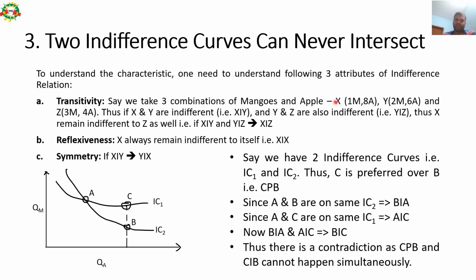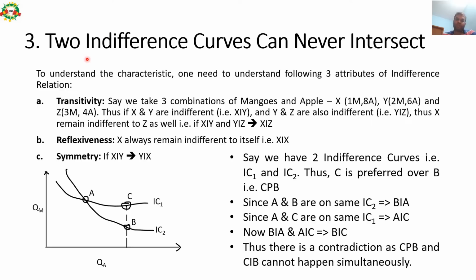that means X will be indifferent to Z. So if X is indifferent to Y and Y is indifferent to Z, that implies X will be indifferent to Z. This is the first characteristic, which is called transitivity. Second is reflexiveness. X always remains indifferent to itself. And third is symmetry. If combination X is indifferent to Y, that implies combination Y remains indifferent to X.